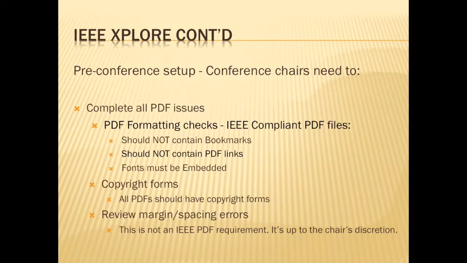Next, please review all the PDF issues. First, the PDF formatting checks. IEEE compliant PDF files should not contain bookmarks. They should not contain PDF links, and the fonts must be embedded. Next, the PDFs should have copyright forms. The copyright code will be set up within EDAS such that the authors can set up the copyright through the IEEE server. And lastly, the margin and spacing errors. Note that this is not an IEEE requirement, and it is up to the chair's discretion as to how they would like to proceed with margin and spacing errors.